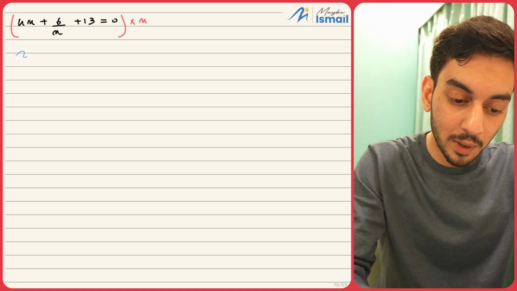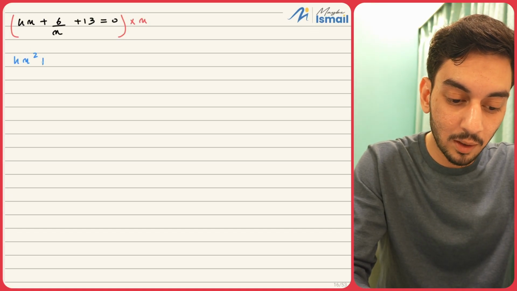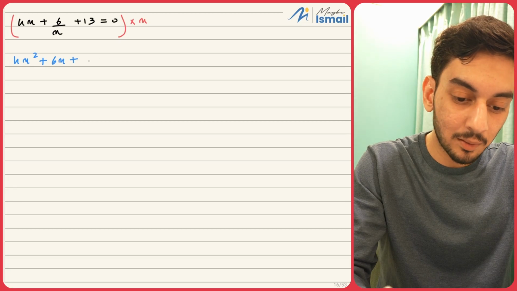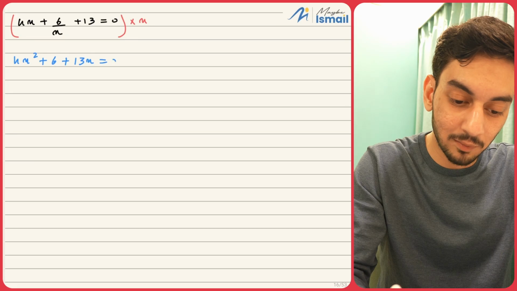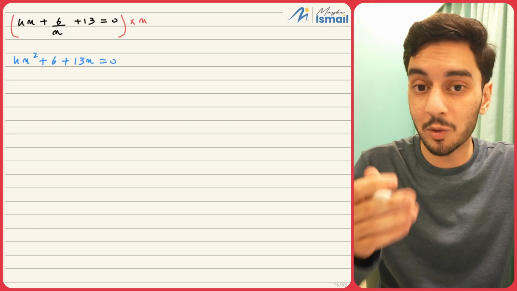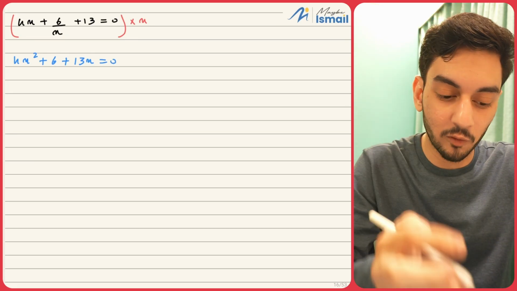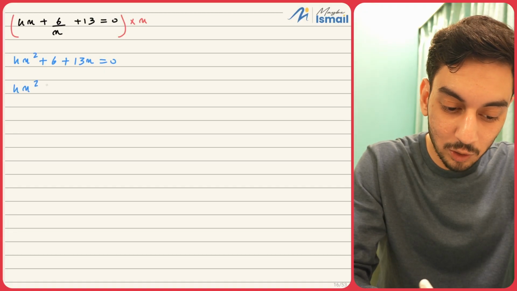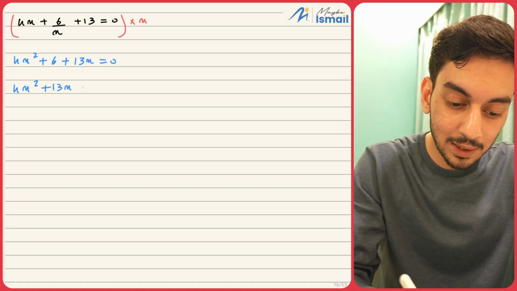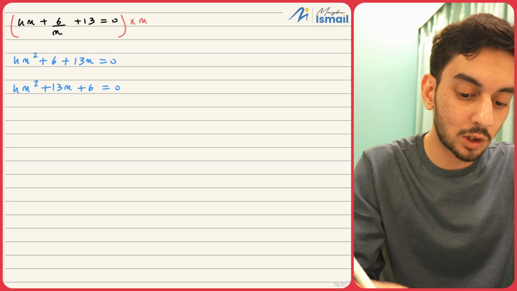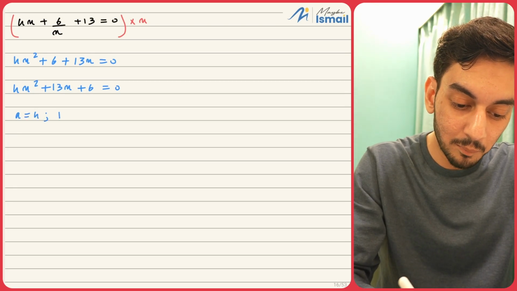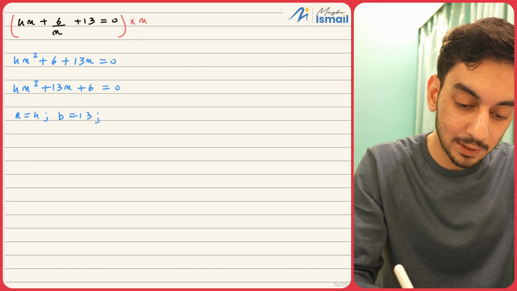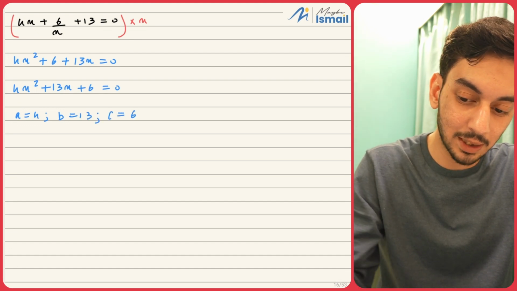So my equation now becomes 4x² + 6x + 4x² + 6 + 13x = 0. If I rearrange the equation, because I have to keep it in the standard form, it becomes 4x² + 13x + 6 = 0. Now I can figure out the values of a, b and c. So a is 4, b is 13 and c is the constant term, which is 6.